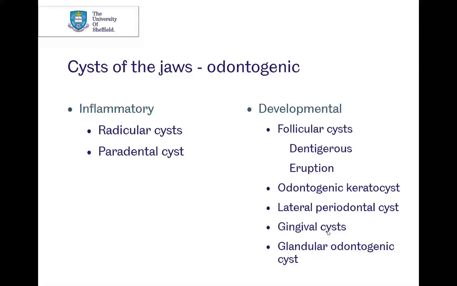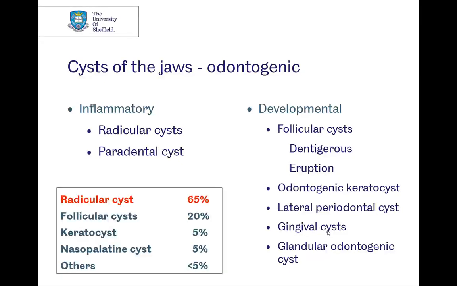And so this brings us to a subject which we're going to take on in a lot more detail later on in the course, which is the cysts of the jaws. And there we split them into inflammatory cysts and developmental cysts. The developmental cysts are just there for completion. You don't really need to pay any attention to that until the later part of the course. But the inflammatory ones are really quite important because they're by far the most common. And radicular cyst, which is a cyst associated with the root of the tooth, is by far the most common of these cysts.